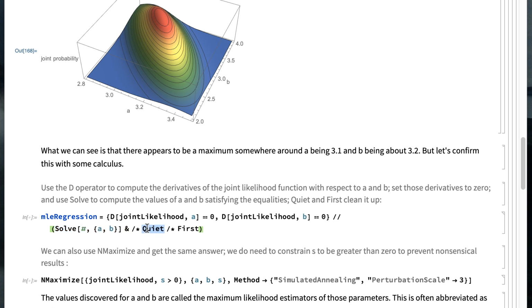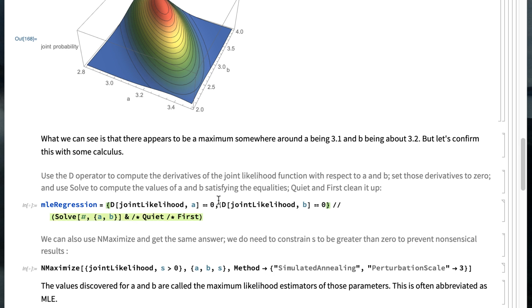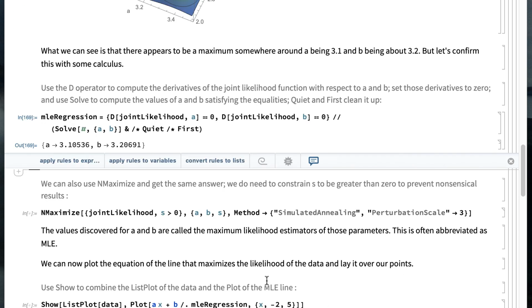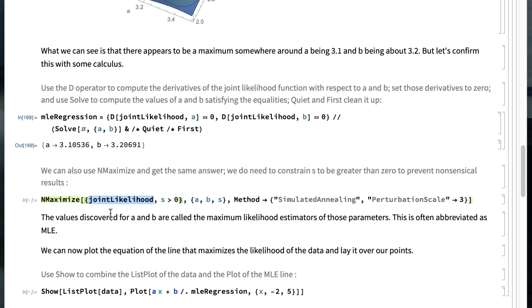I'm going to tell it to not produce various warning messages, and then I'm going to take the first solution because it turns out there's only one solution and we don't need to clutter our minds with other things. So here we go. All right, and what we find out is that it's maximized when A is 3.10536 and B is 3.20691, or we could use the NMaximize function, which says, look, find me where this is maximized.